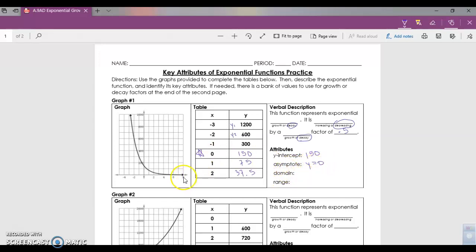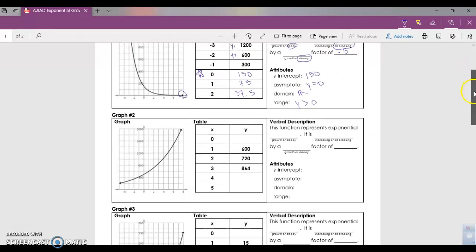Domain, the big thing for domain, and the same is going to be true for range, is we want to look at those endpoints. Because we have arrows on both the left side and the right side for my domain, we know that's going to be all real numbers. And for our range, we know we can't equal 0, but we still have this arrow up here at the top. So that means our range is going to be y greater than 0. All right, so that's example number 1 on how you would complete the table and all the key features based off of the information provided.